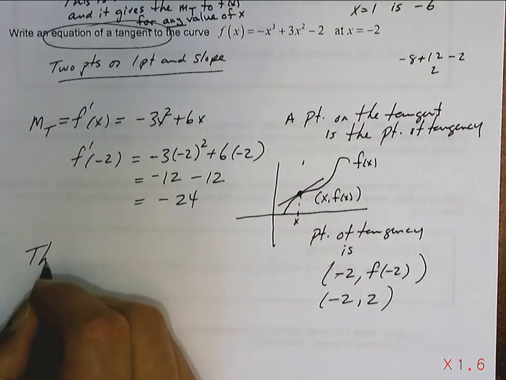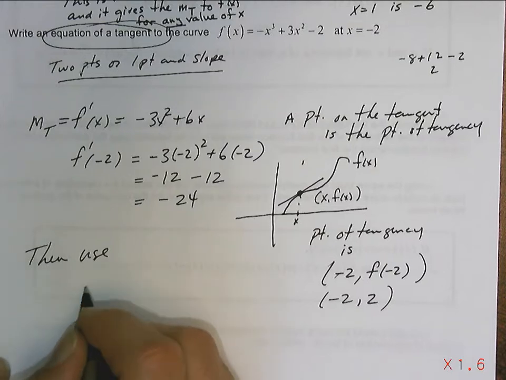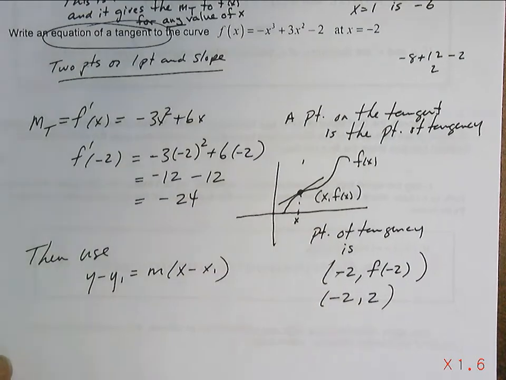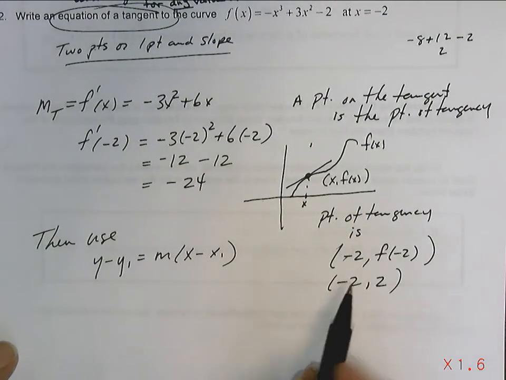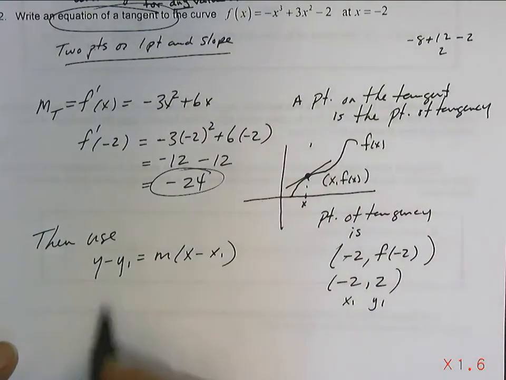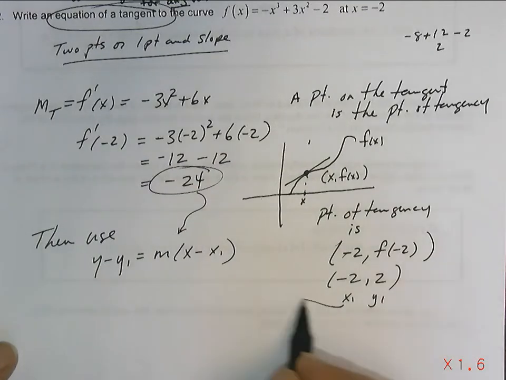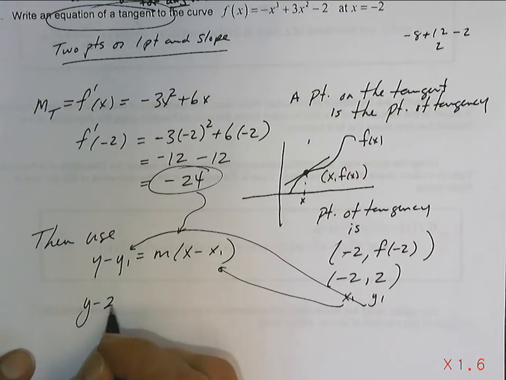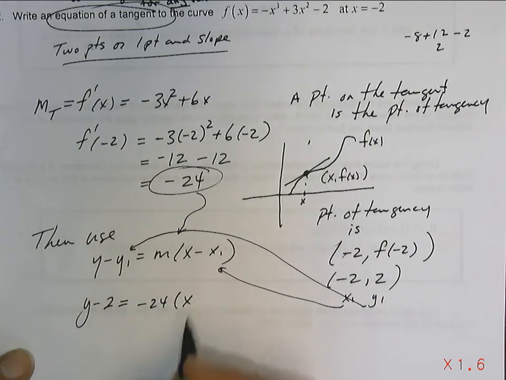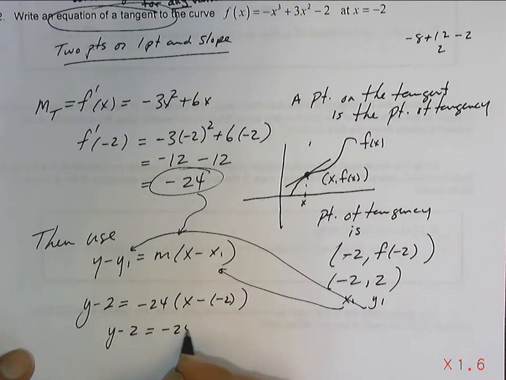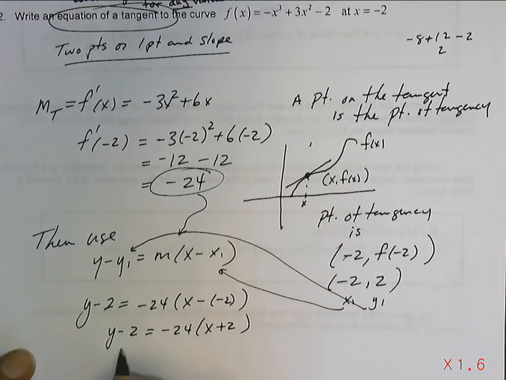So then I use y minus y1, and I've explained where this comes from a couple of times. I don't really want to do it again. And my point that I'm going to use is this is my x1, y1, and my slope is right there. So the slope's going to go in here. My x goes in here. My y goes in here. So I've got y minus 2 equals negative 24 times x minus negative 2. Y minus 2 equals negative 24 times x plus 2.